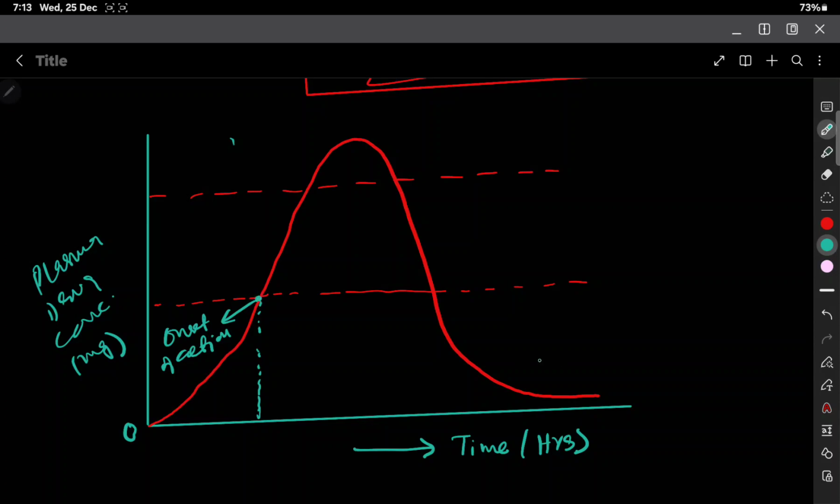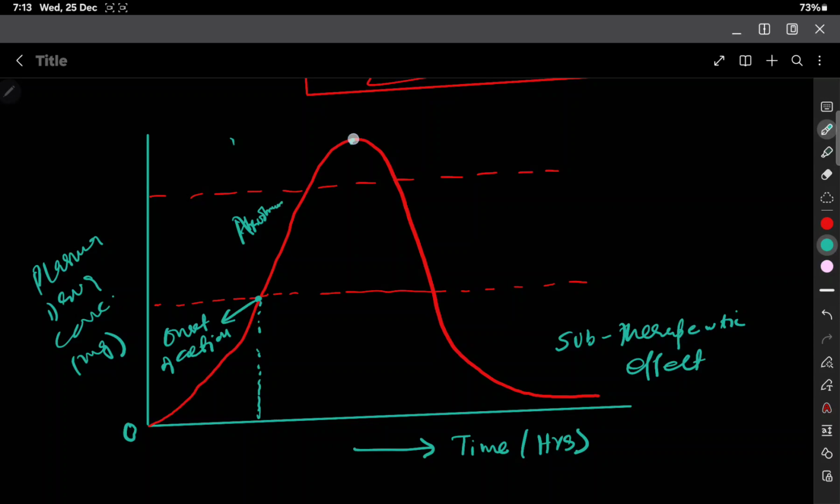And what is this area? It is the subtherapeutic area or subtherapeutic effect. So till this concentration the drug will not show any effect. The drug is showing effect at this point. This is called the onset of action. Then there will be absorption. So this will be the absorption area.